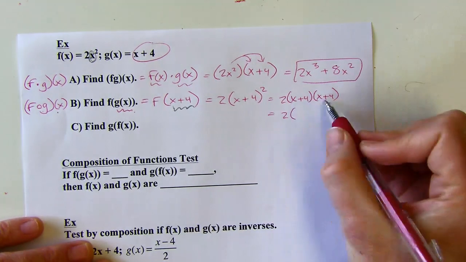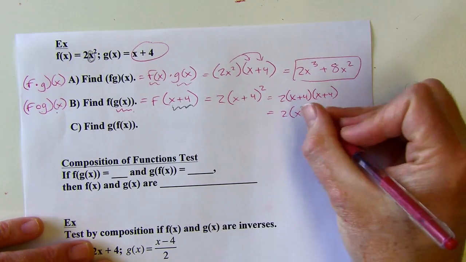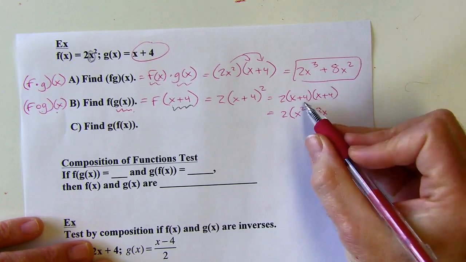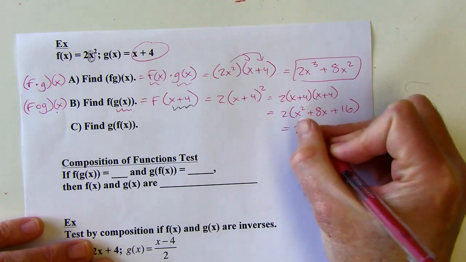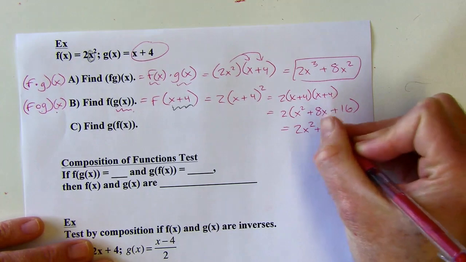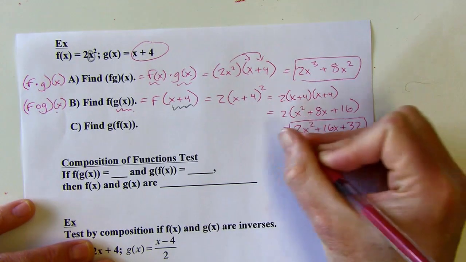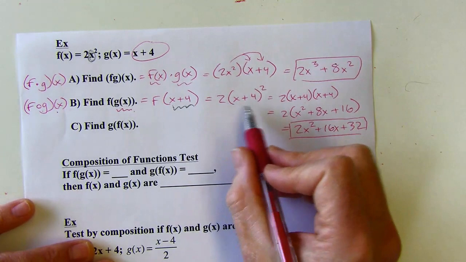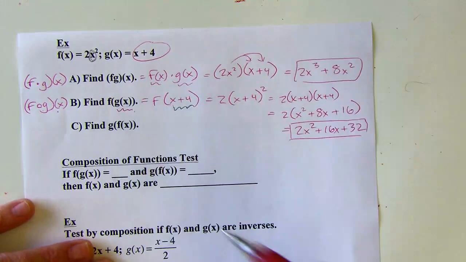So x times x, that's my first. Outer is 4x. Inner is also 4x, so that would give me a total of 8x. Last, 4 times 4 is 16. And then I could distribute the 2. So this is a better answer. It is simplified further. But sometimes the book will give you an answer like that as well, okay? Which isn't incorrect, it's just not simplified quite as much.